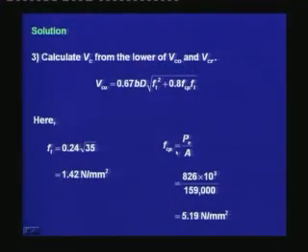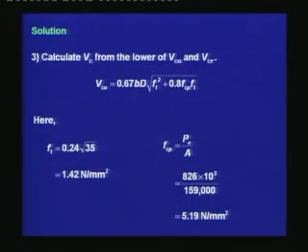The other term that we are estimating is Fcp, which is the compressive stress in concrete at the level of the CGC, and we are just taking the numeric value of Fcp equal to Pe divided by A. Pe is 826 times 10 to the power 3 newtons divided by 159,000 millimeter square, which gives a compressive stress of 5.19 Newton per millimeter square at the level of CGC.